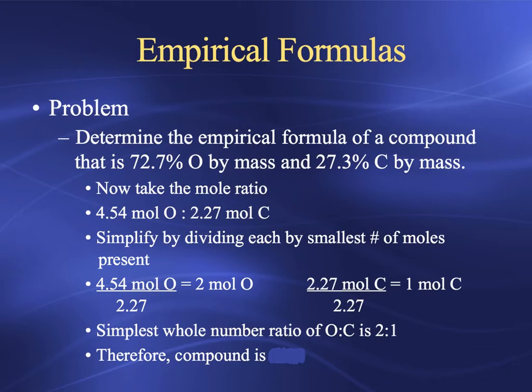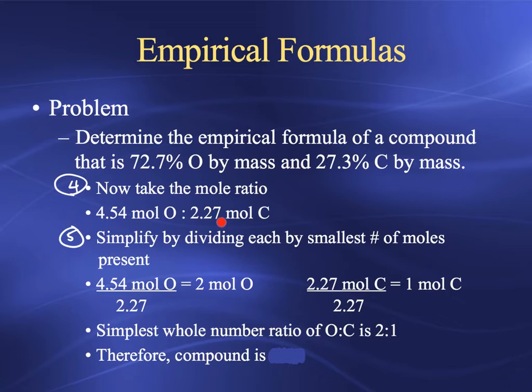All right, step number 4. Now you want to find the mole ratios. Well, we've got 4.54 moles of oxygen to 2.27 moles of carbon. And I want to simplify this down, because this is not an easy way to do it. So simplify by dividing each by the smallest number of moles present. So step 5, divide by the smallest number of moles present.